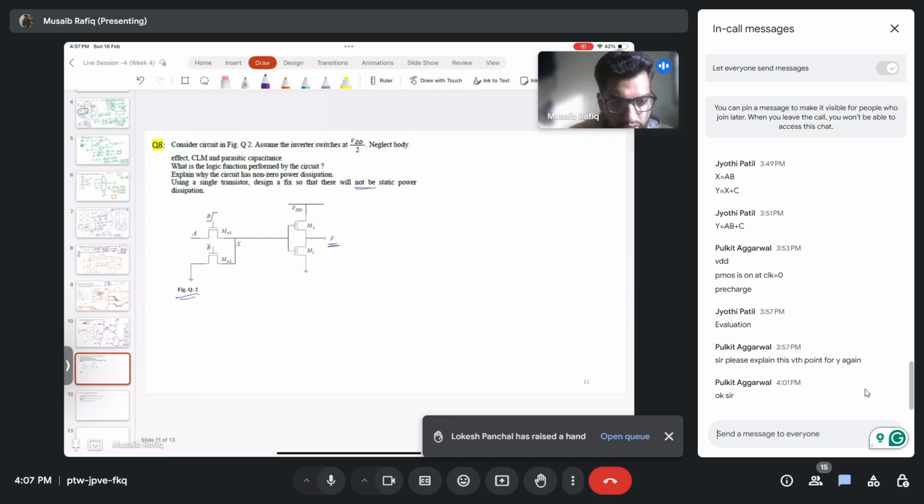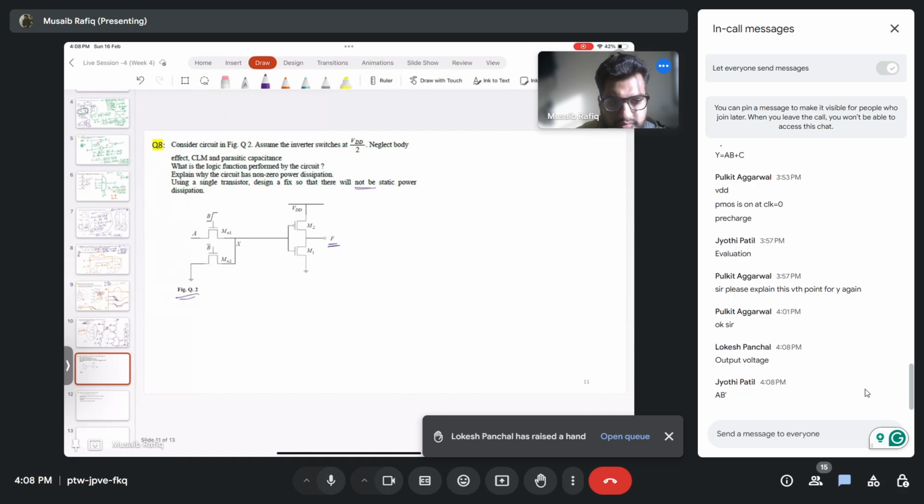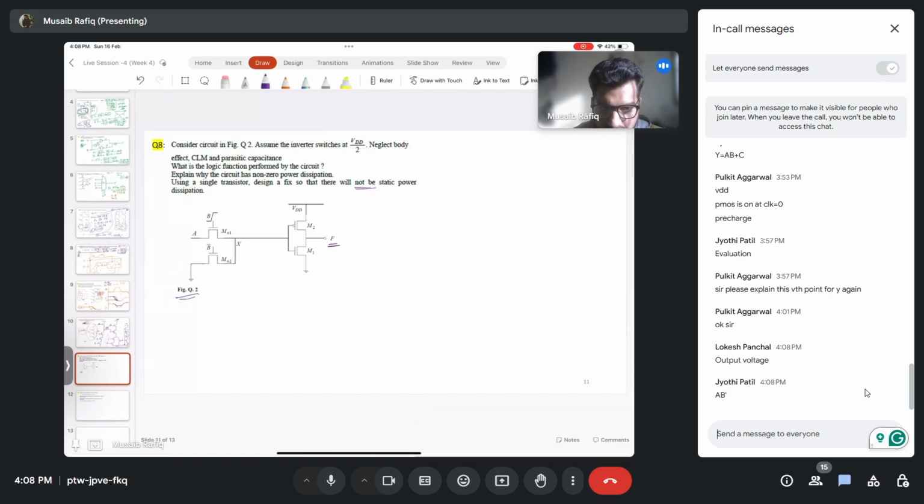If you want to answer, you can use the chat box, or if you have some doubt, please unmute yourself and ask. Yeah, A B whole bar. Yeah, I'll take that. A B whole bar. Now, I think most of you will know it is AB bar, I mean to say NAND gate.